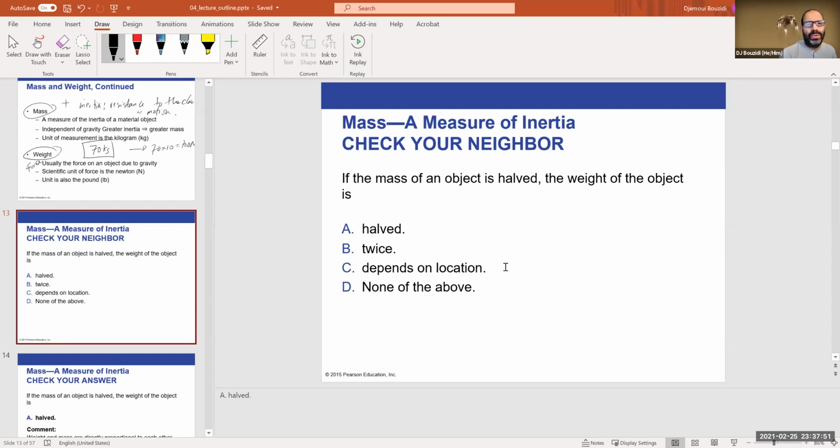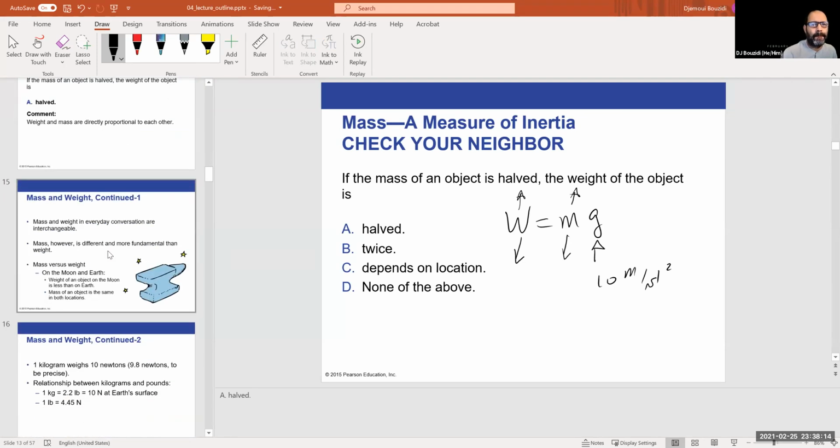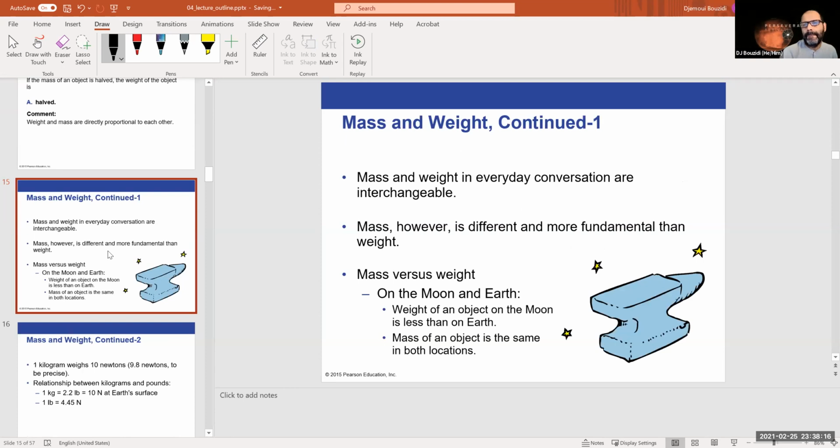They go together now. The weight actually has this expression: it is equal to mg. On Earth, g is 10 meters per second squared. So if the mass is doubled, the weight is doubled. If the mass is halved, the weight is halved, because this number doesn't change. Mass and weight in everyday conversation are interchangeable. Mass, however, is different and more fundamental than weight.